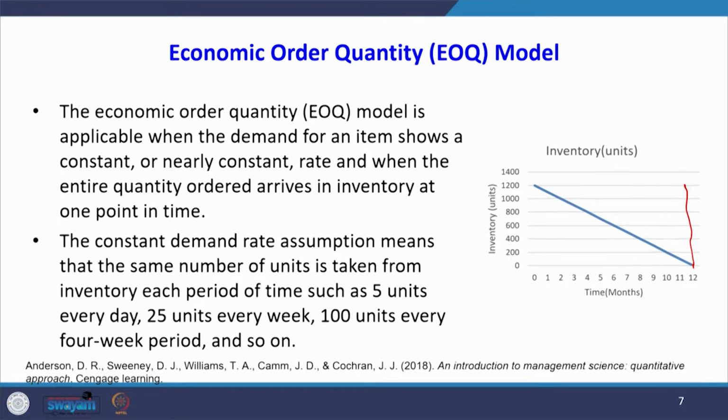The constant demand rate assumption means that the same number of units is taken from inventory each period of time, such as 5 units every day. For a week, if there are 5 days, there will be 25 units. 100 units every 4-week period, because 4 into 25 is 100. So, the demand rate is fixed.